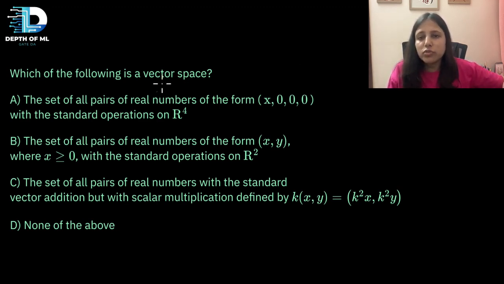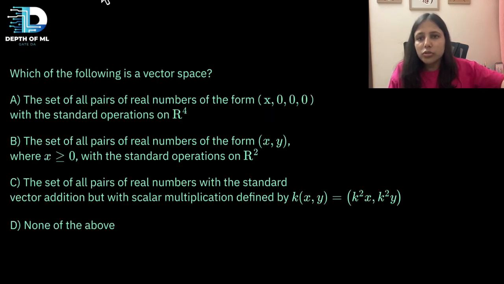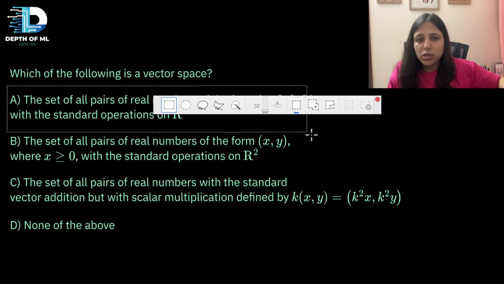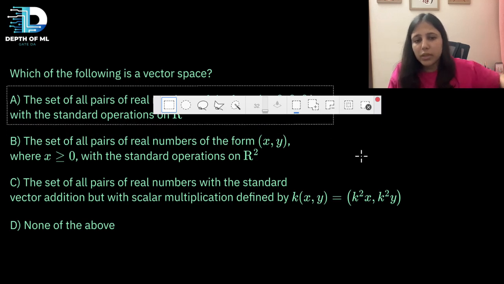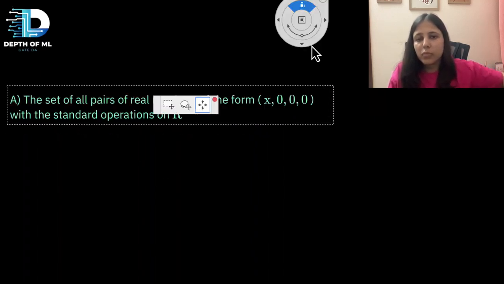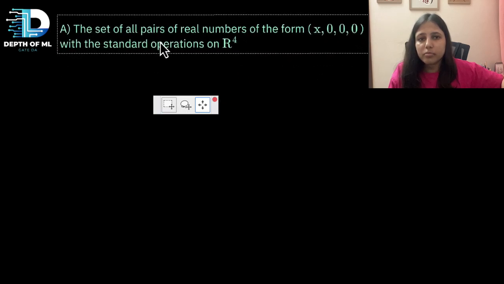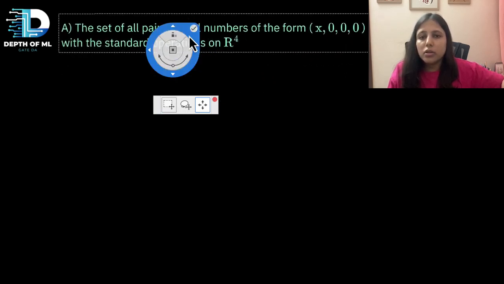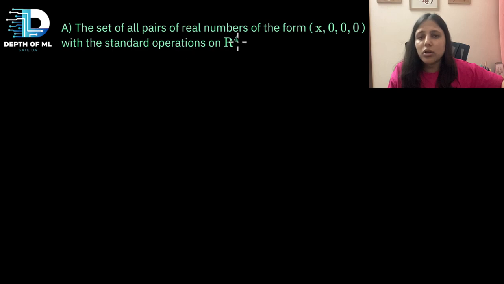So it's asking which of the following is a vector space. So here are 4 options. So we'll see each of them one by one. So the first option is this one. So I'll copy this here. So we have the set of all vectors of real numbers of the form (x, 0, 0, 0) with standard operations in R4.